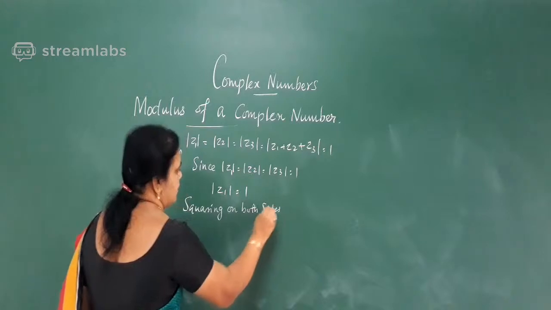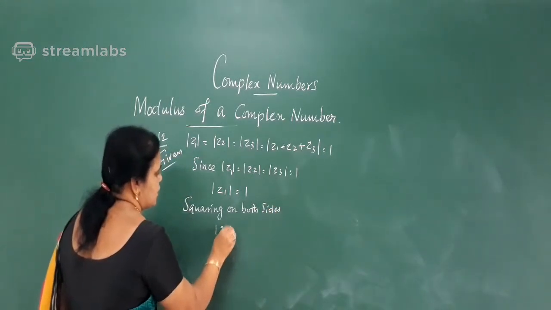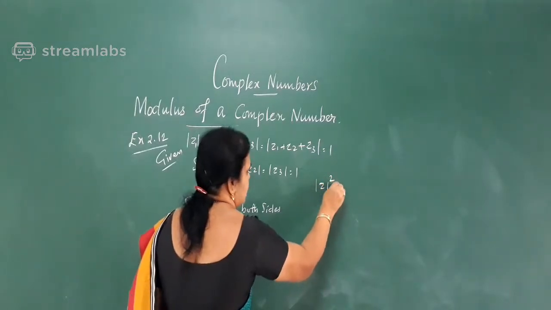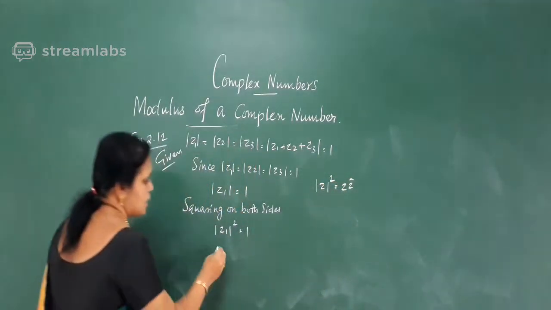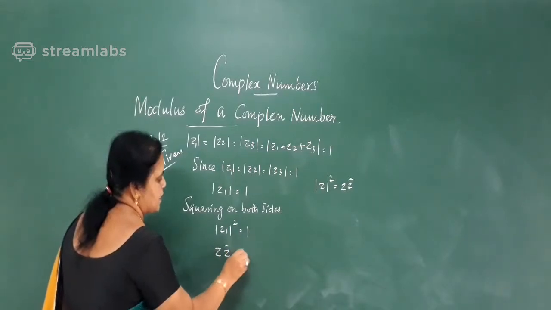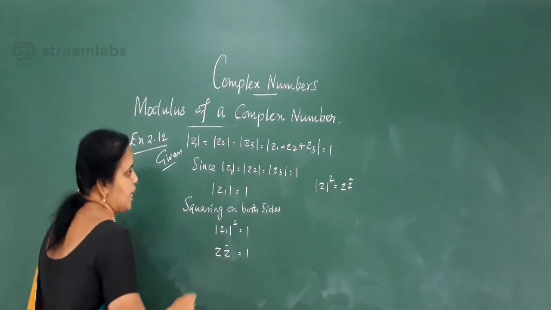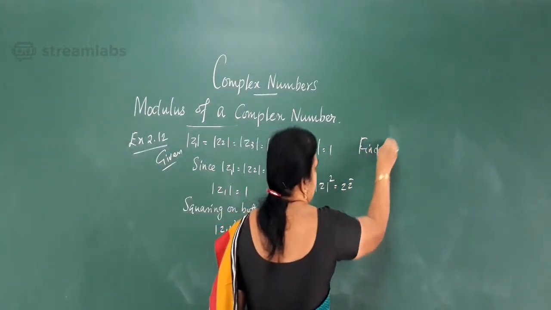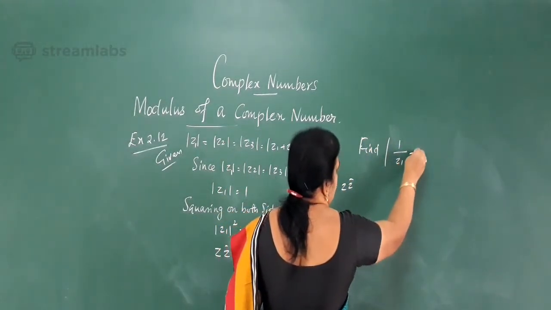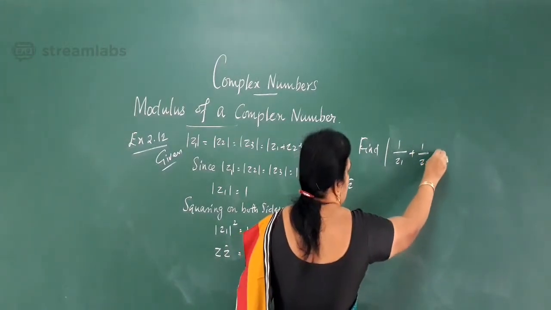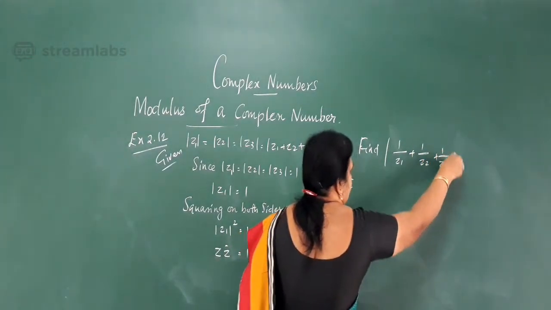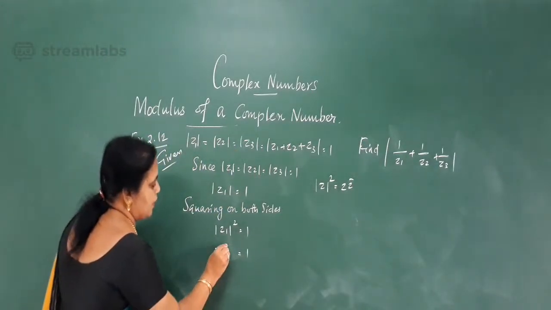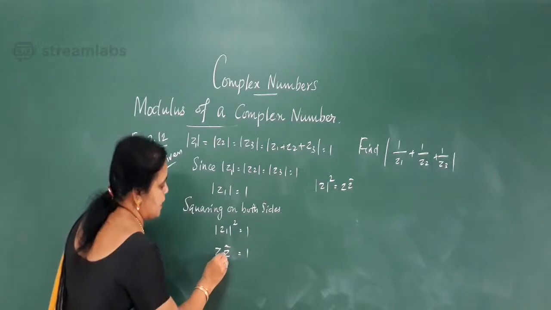We get mod Z1 squared equal to 1. What is mod Z squared? It is Z times Z bar, so I am writing here Z Z bar is equal to 1. What we have to find is the modulus of 1 by Z1 plus 1 by Z2 plus 1 by Z3. See, here we need the value of 1 by Z1.